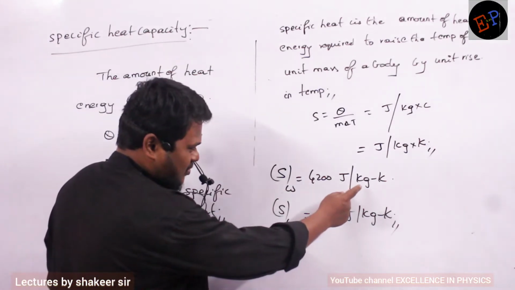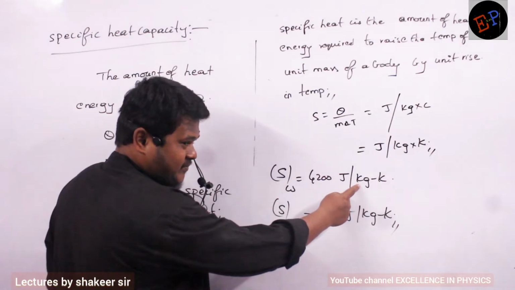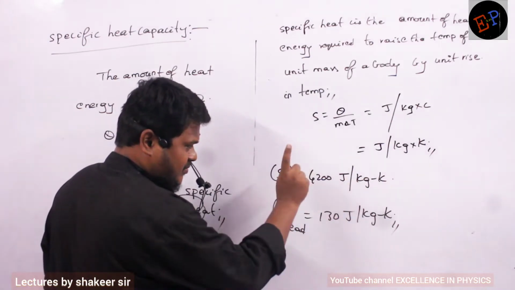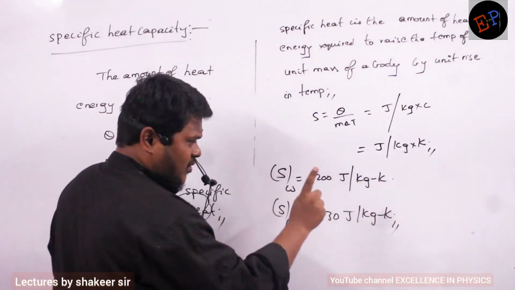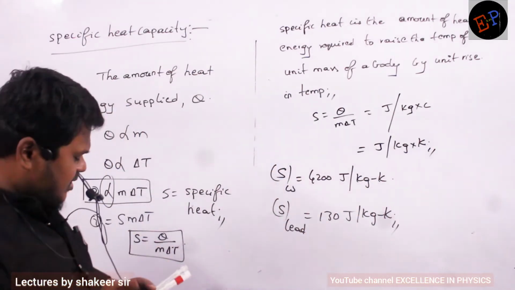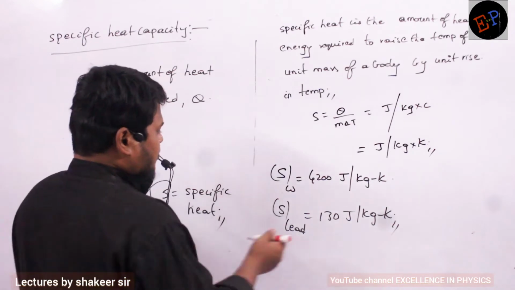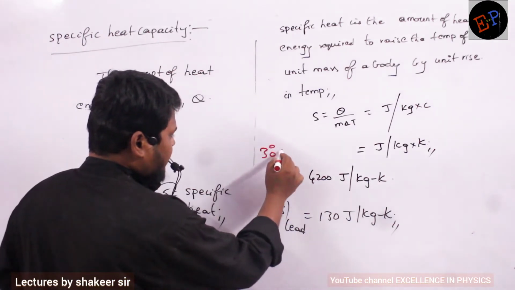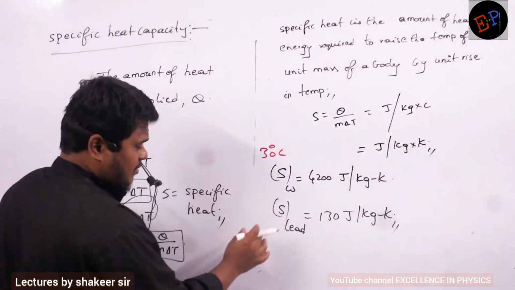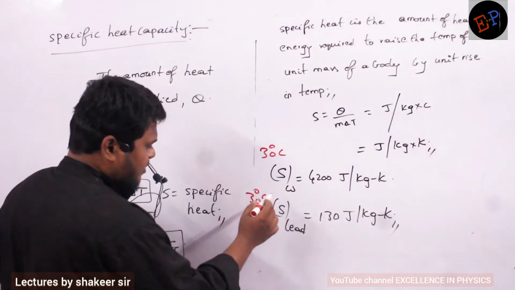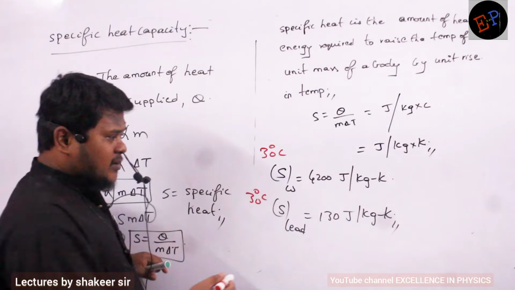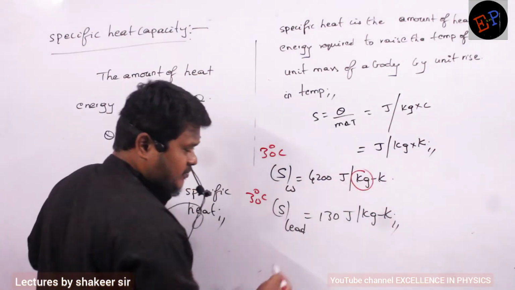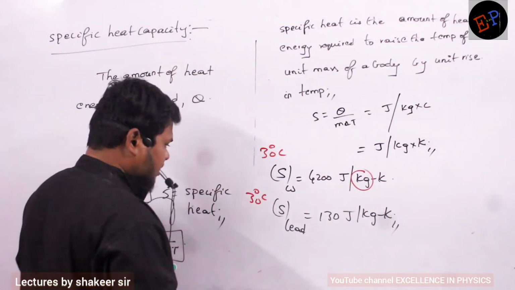If I take 1 kg of water, here I have written kg, no? It means I will take 1 kg of water. I will raise its temperature by 1 degree Celsius. So initially let us consider water is at a temperature of 30 degrees Celsius. Lead metal is also at a temperature of 30 degrees Celsius. Understood? How much amount of water am I taking? 1 kg of water. How much amount of lead metal am I taking?